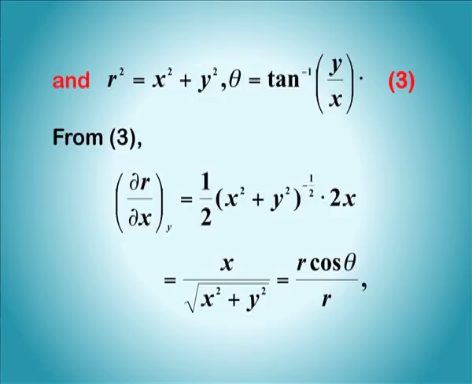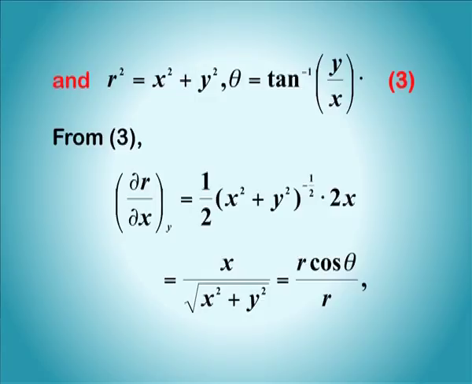Now from 3, we differentiate r square. It becomes 2r dr/dx, keeping y constant. This is very conventional partial differentiation of polar coordinates, nothing new we are doing. We have done all these things. So it will give you half of x square plus y square whole to the power minus half, and 2x is this 2x. We simplify it, and this 2 and 2 cancel.